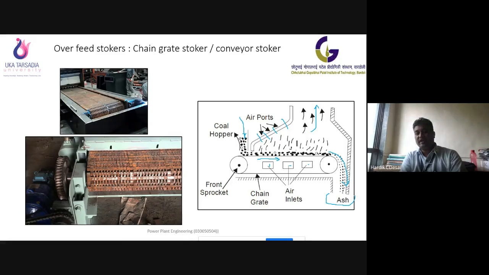Here we are having the arrangement. In the ash bins, this burnt ash will be collected. So the speed of the sprocket, the travel of this chain, depends upon the required rate of combustion, the required rate of steam.